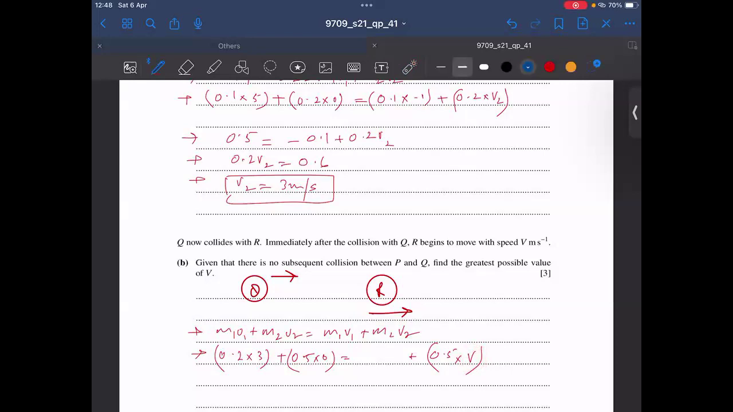Is it clear or not, Ms. Amna? Yes, sir. Q is going to be then 0.2 times 0. For R to attain maximum speed, as soon as Q collides with R, it must become stationary.